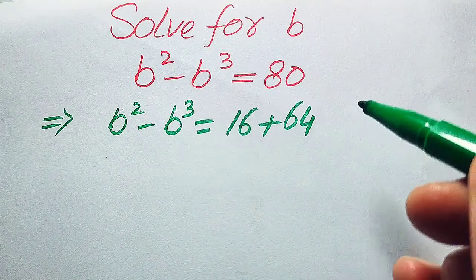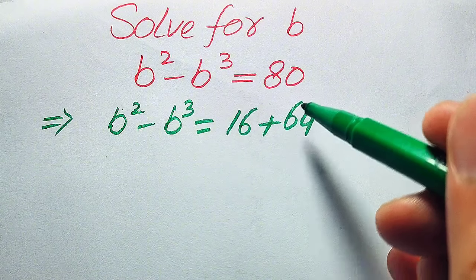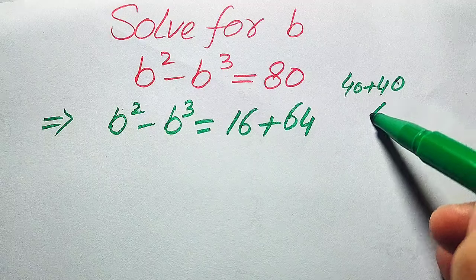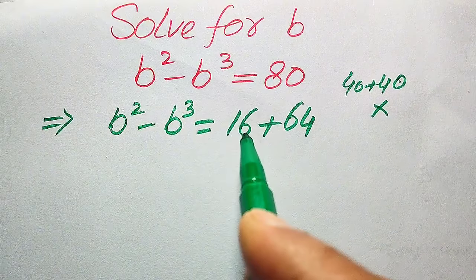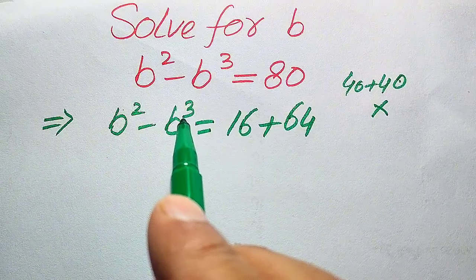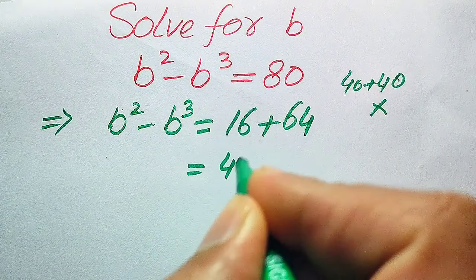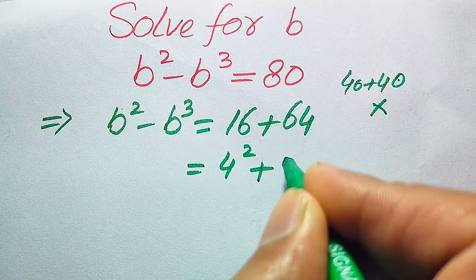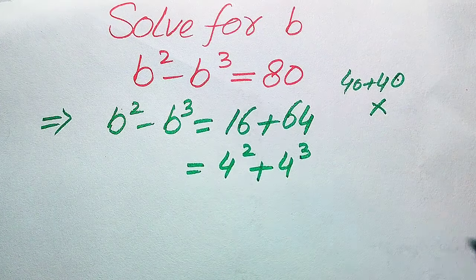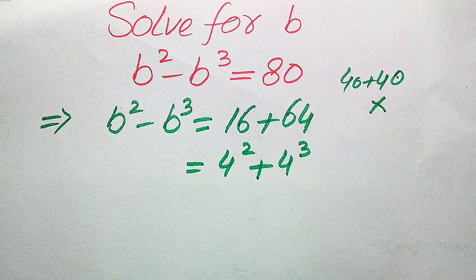I hope you can find other possibilities in which the sum of two numbers is 80, likewise 40 plus 40, but here we cannot choose this pair because we need those pairs in which one number is converted into the squared form and the other into the cubic form. So here we write this 16 as 4 square and this 64 as 4 cube, but we cannot convert this 40 into this form. So that's why we rejected these two values.